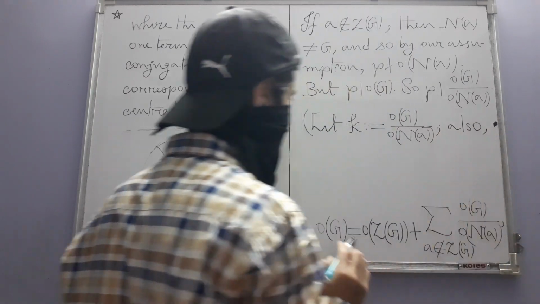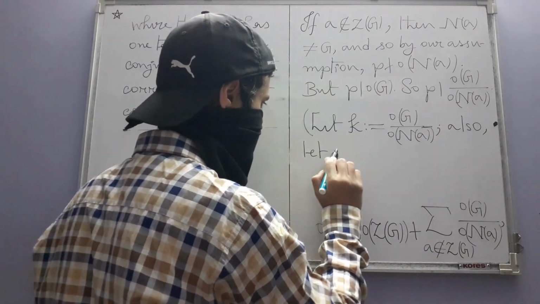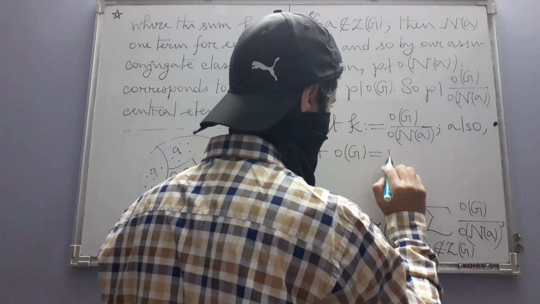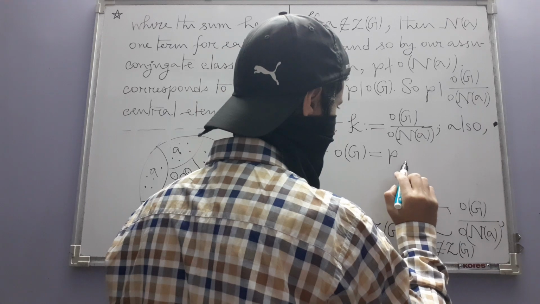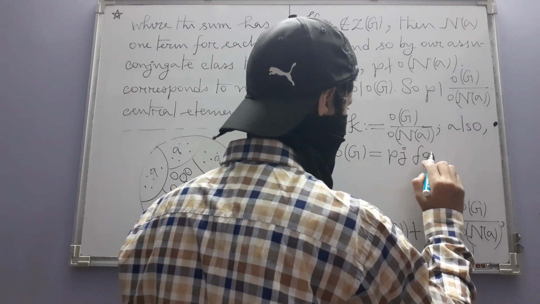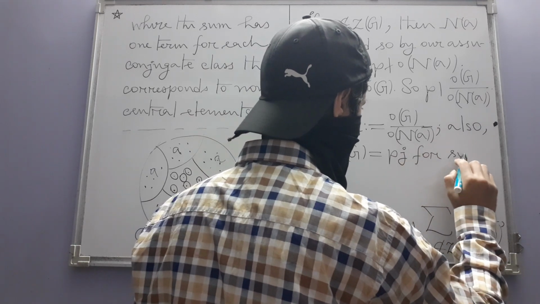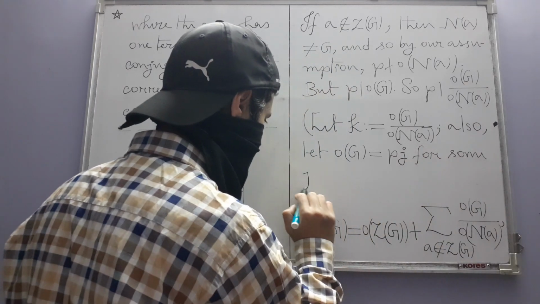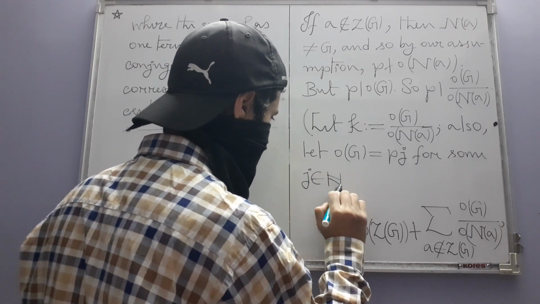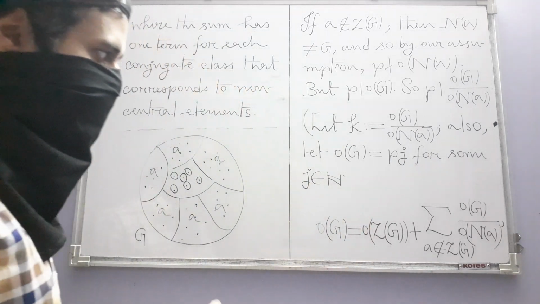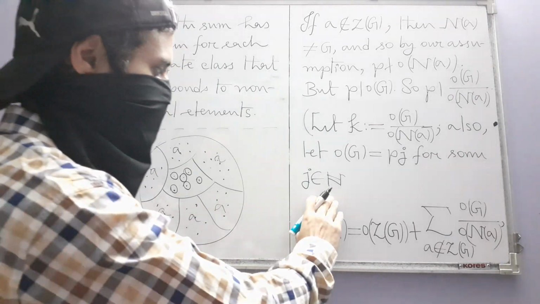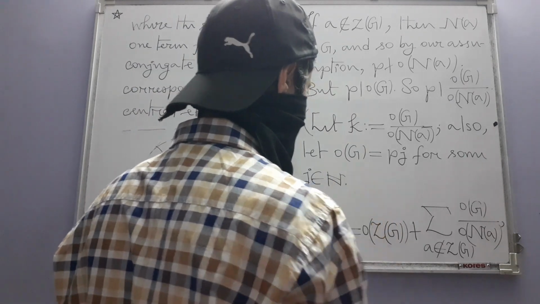Also, let the order of G be equal to P^j, for some j belonging to the set of natural numbers. In this text, the set of natural numbers does not contain 0. It means all the positive integers. Okay.